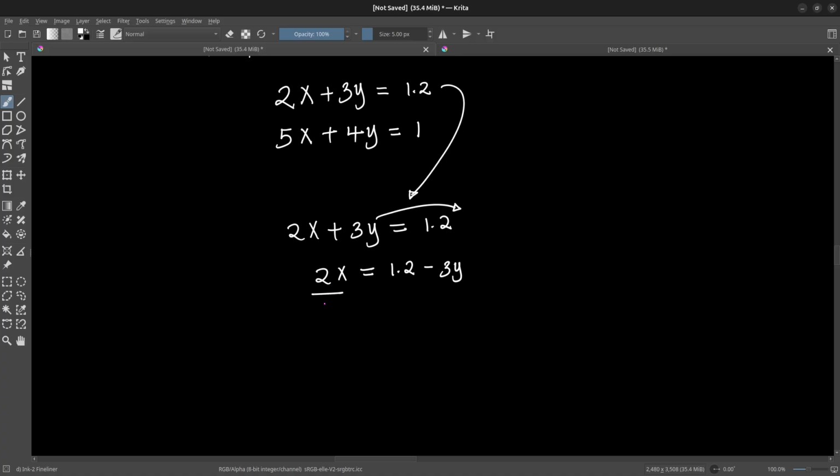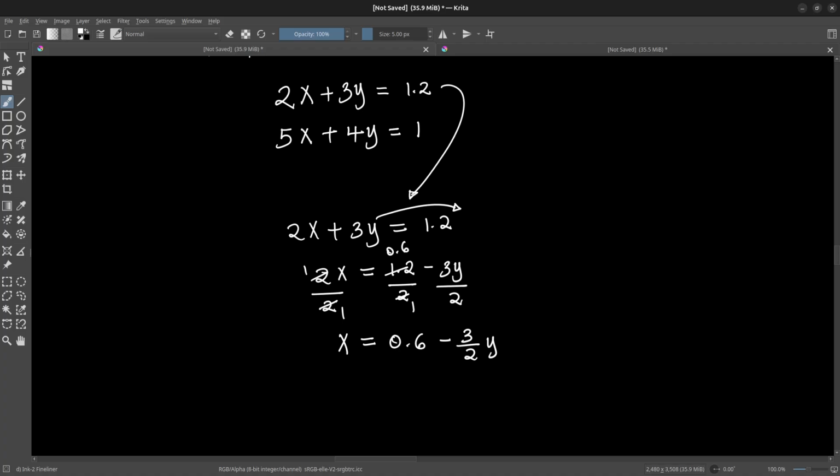And then to express x in terms of y, we are going to divide through by 2. On the left side, we are left with x is equal to, 1.2 divided by 2, this is going to be 0.6. So that's going to be 0.6 minus 3 over 2 y. So we have now expressed x in terms of y.